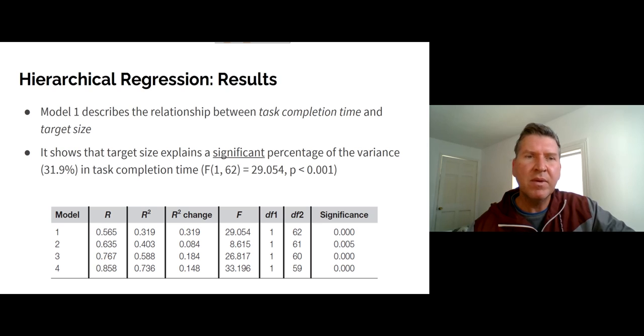It explains 31.9% of the variance. And you can see here how we would report it. F(1, 62) equals 29.054, which we get from the F column, and the p-value is really, really small. We're very confident this has an impact.